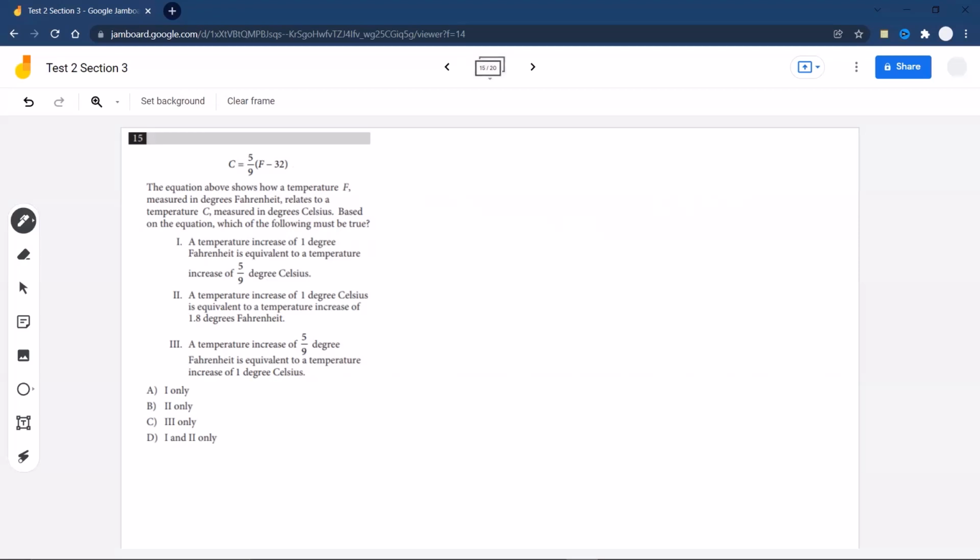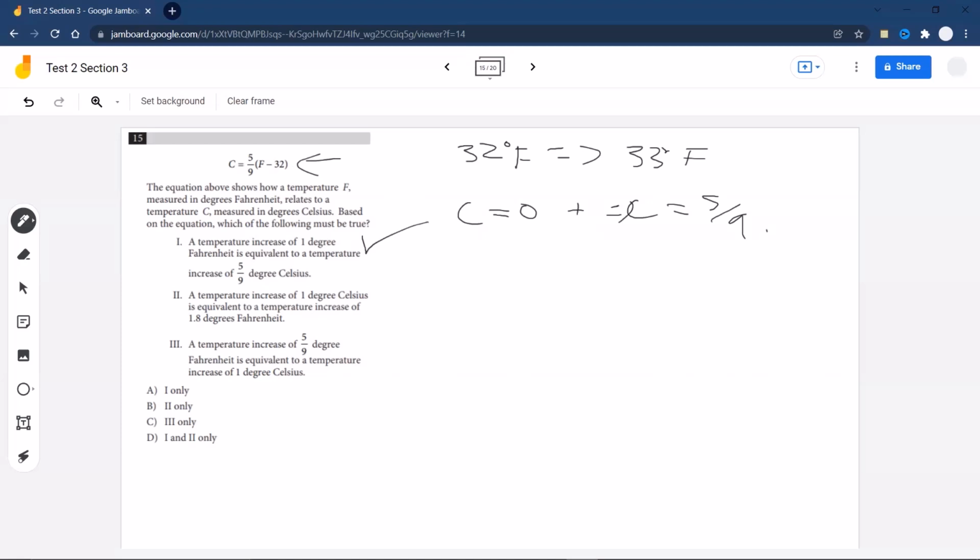Let's assume we had a temperature of 32 degrees Fahrenheit, and then let's move that up to 33 degrees Fahrenheit, and we'll see what happens to Celsius. If it's 32, then C is 0. If it's 33, then C is 5/9. So we're seeing a 5/9 increase in Celsius for that 1 degree increase in Fahrenheit. And of course, this equation is linear. There's no quadratic term in here, so that's going to be constant. So we can say that's a true statement.